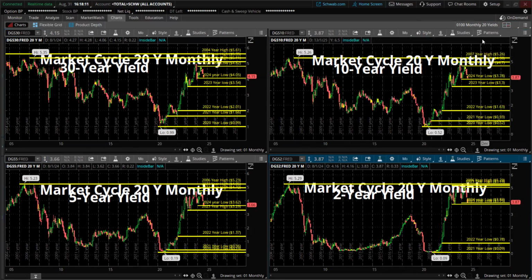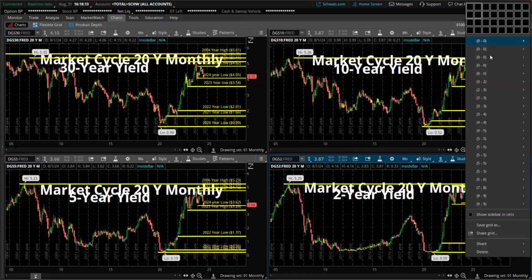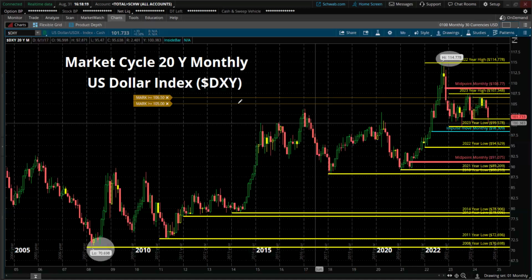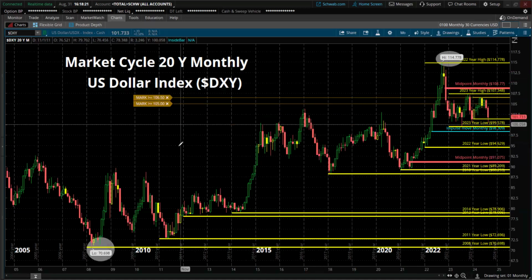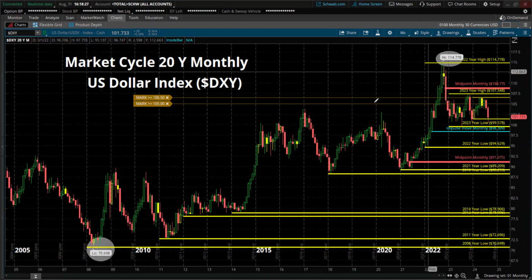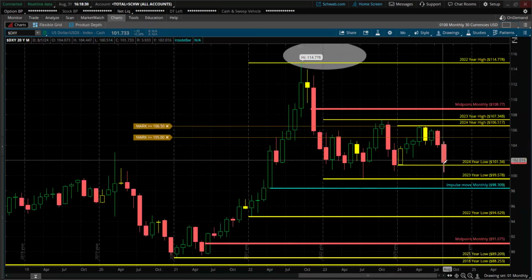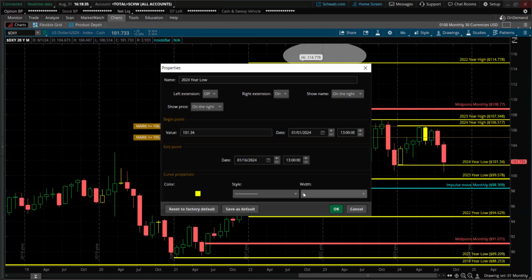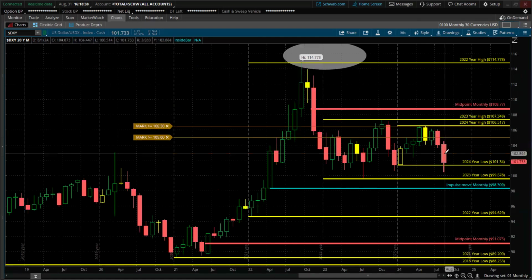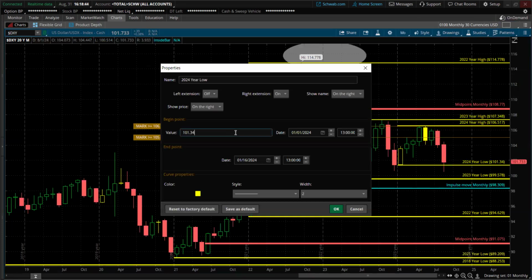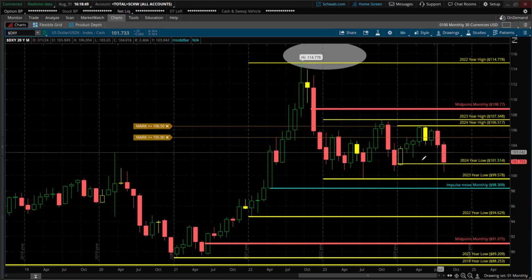Let's go check out the US dollar. The US dollar index, 20-year chart. Here's the low for the past 20 years. Here's the high for the past 20 years. And we made a new low for the year. So I'm going to adjust this down here. New low for the year.